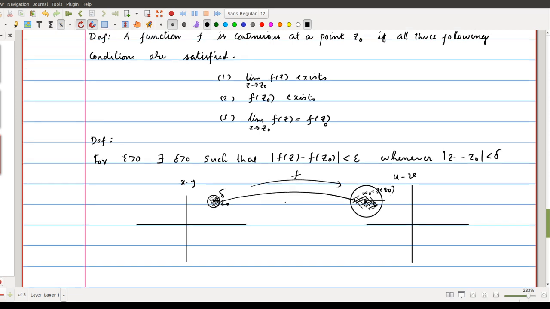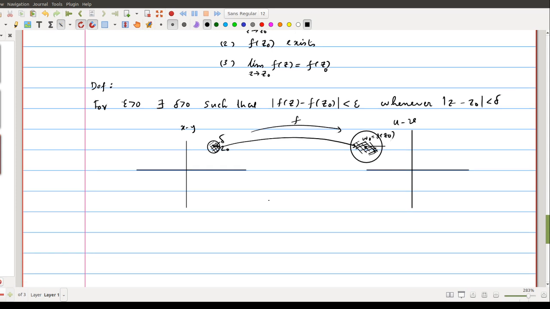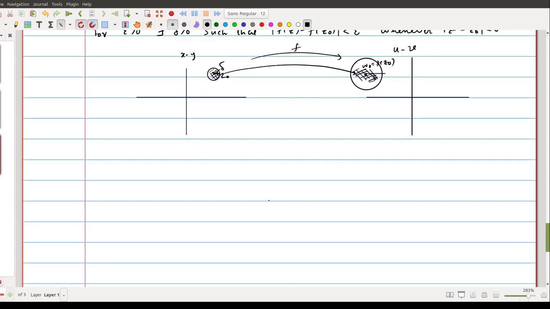So the sum rule of limits can be extended to the sum rule of continuity. Similarly, the product rule of limits can be extended to the product rule of continuity, and the quotient rule as well, provided the denominator is non-zero. And next we will prove another theorem for continuity. That is Theorem 1 in this section. Theorem 1, the continuity of composition of two functions.